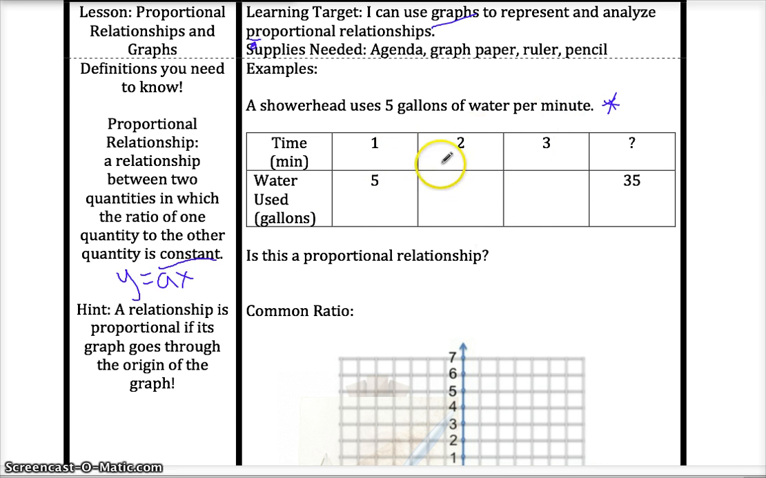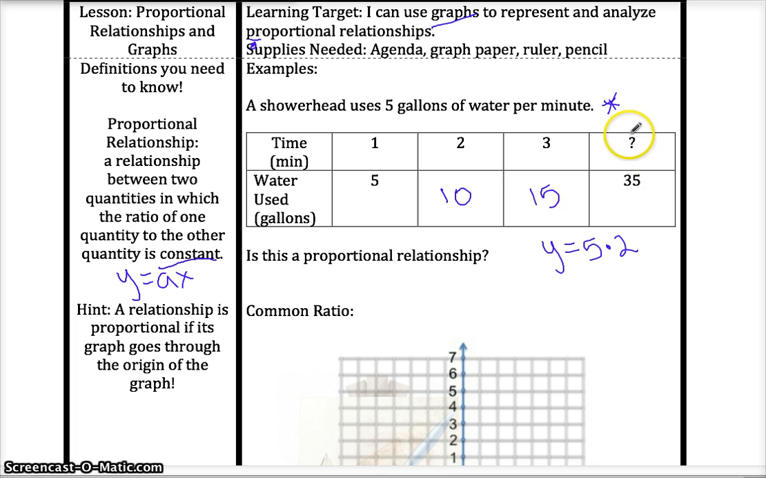Well, in 2 minutes we know that if we're using our formula, y equals A times x, A, our constant, is the 5 gallons per minute, 5 over 1. So 5 times x, and the x is the changing variable, so the time in this case. So 5 times 2, so the water used is 10. 3 would be 3 times 5, which is 15.